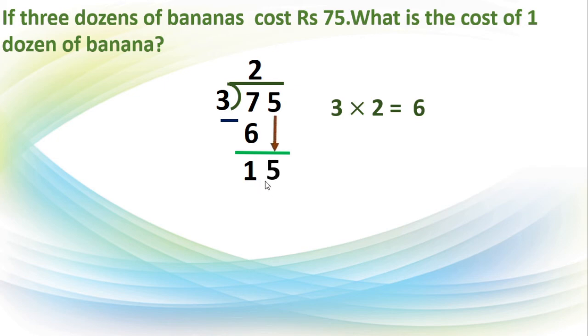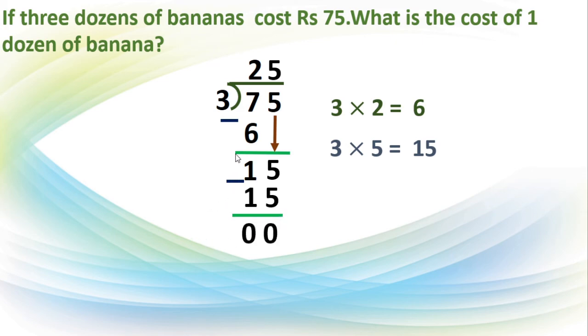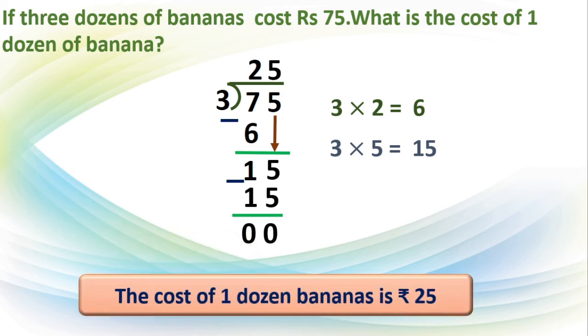Now it became 15. Now again we will go for 3 tens table. That is 3 5s are 15. You know that? Correct? So we will write 5 beside 2. Okay? And here we will write 15. Now 15 minus 15 is nothing but 0. Come on dear children, tell me what is the cost of 1 dozen of banana? Yes, that is rupees 25. Correct? Got this? The quotient is nothing but the answer.